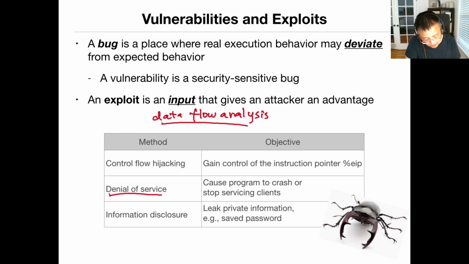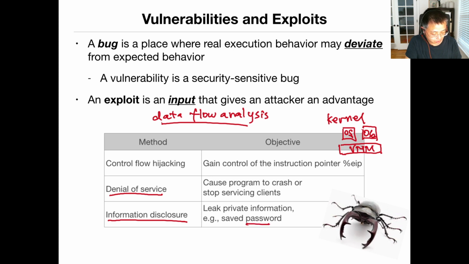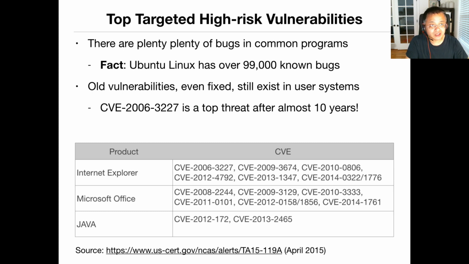Then there is also denial of service attack. You can cause the program to crash or stop servicing clients. So if you can crash the kernel, you can cause a denial of service of all the programs running on the computer. So if you can crash the virtual machine monitor, you can crash all the guest operating systems, right? So this is a typical example of denial of service attack. There is also information disclosure to leak private information such as password. Sometimes it could be the private key of your server.